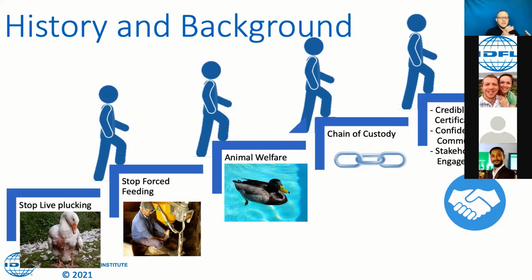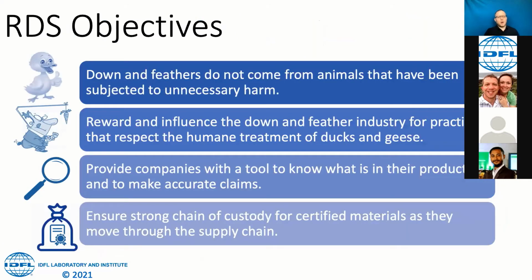But these two issues eventually developed into general animal welfare. These different topics and the different standards developed at that time really moved towards the entire health and happiness of the animal itself. Even though many of the animals are going to be taken to slaughter, they want to make sure that the animal is taken care of up to that point. Last of all, you have the chain of custody and these other credible certification, confident communication and stakeholder engagement. And this leads into some of the RDS objectives.